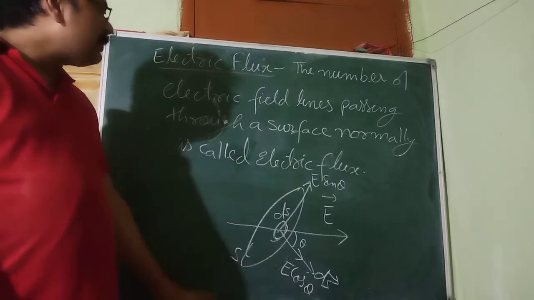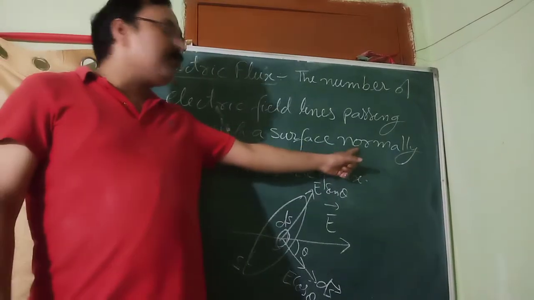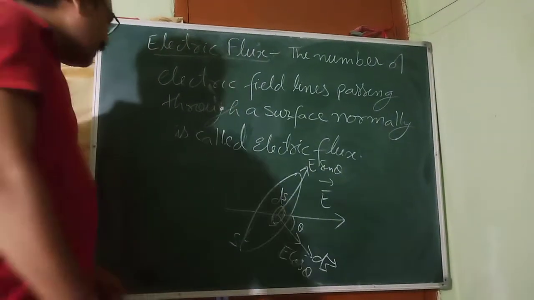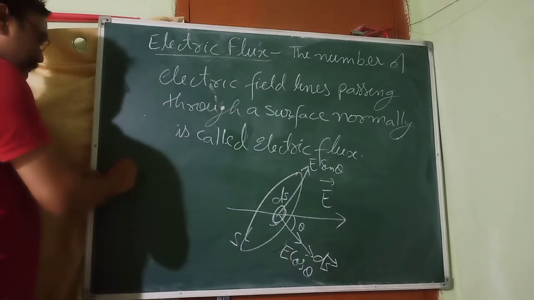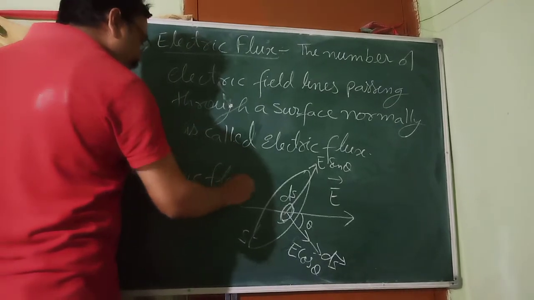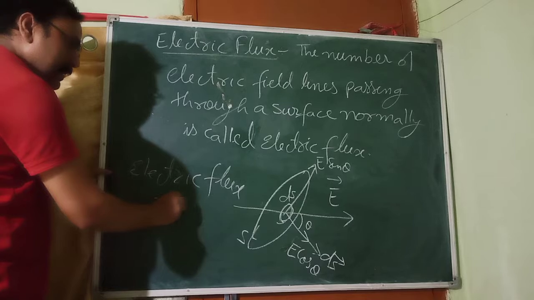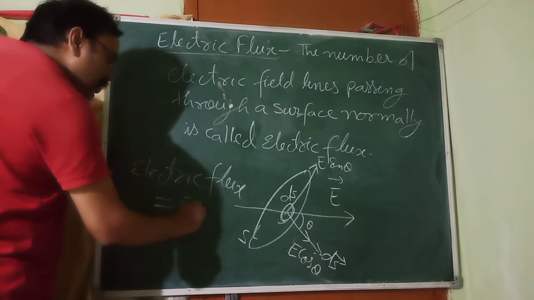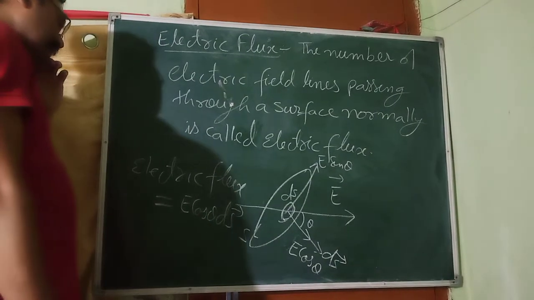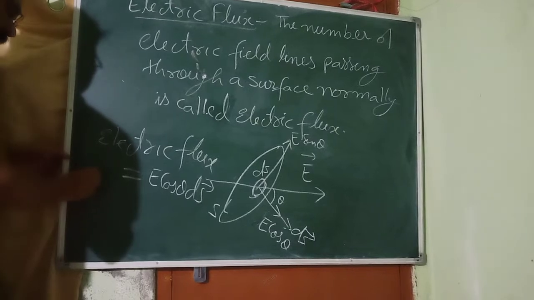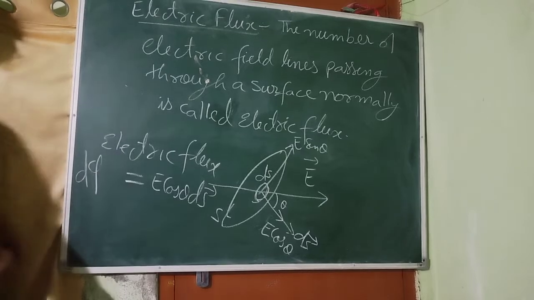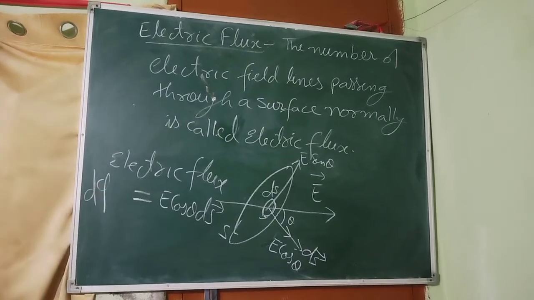But which component do we have to take according to the definition? We have to take the normal component, which is perpendicular to this surface. So which is perpendicular? E cos theta. So what can we write? Electric flux is equal to E cos theta ds. Flux is actually denoted by phi, but as the area is small, we will write d phi. So d phi is equal to E cos theta ds.